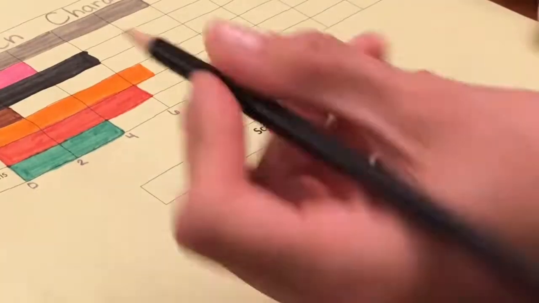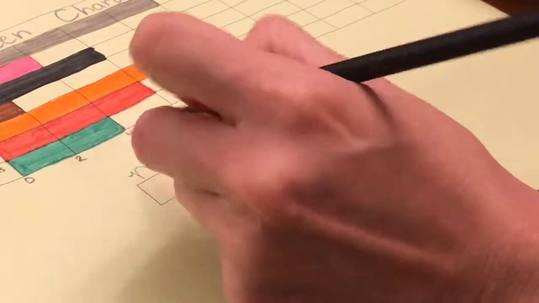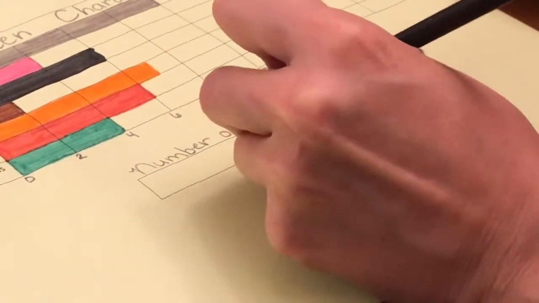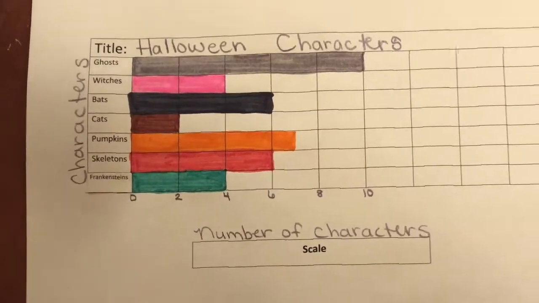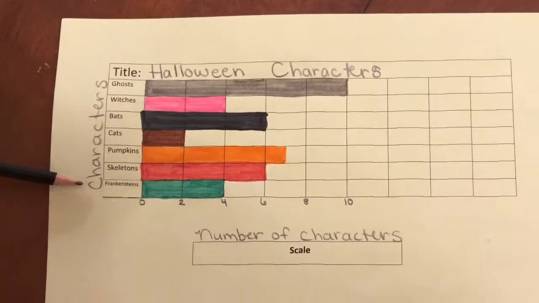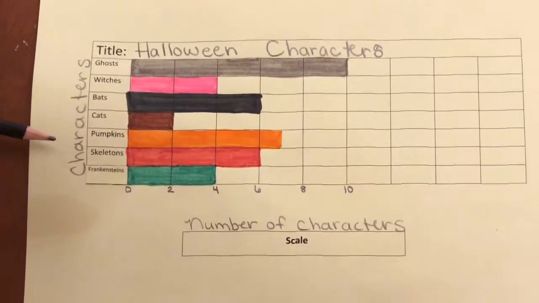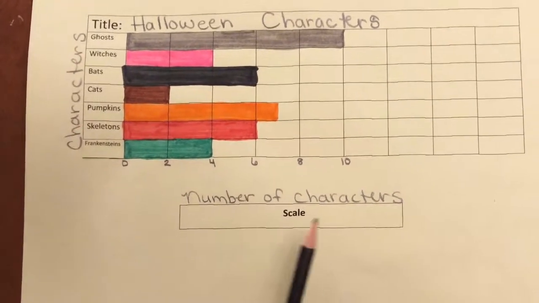Now I am going to transfer my information to a horizontal bar graph. As you can see, the orientation is different, but the information is the same.